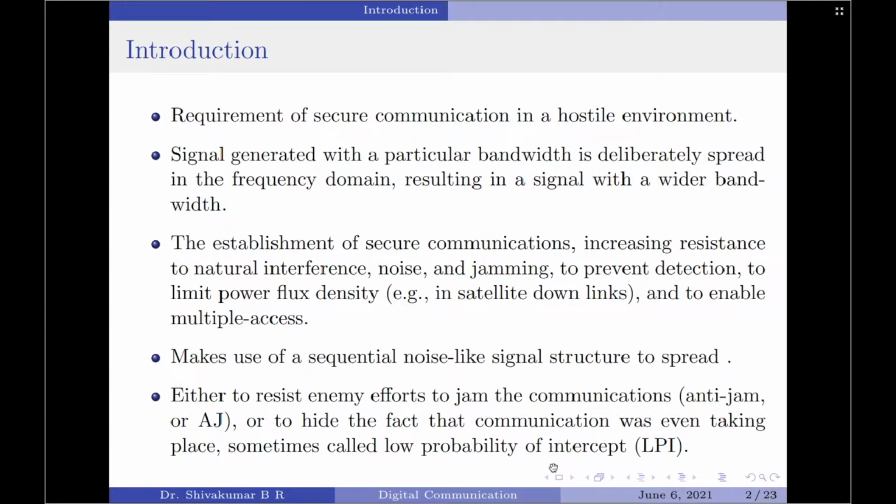Originally, there were two motivations behind spread spectrum modulation: either to resist enemy efforts to jam the communication, or to hide the fact that communication was even taking place. Sometimes this is called low probability of intercept.